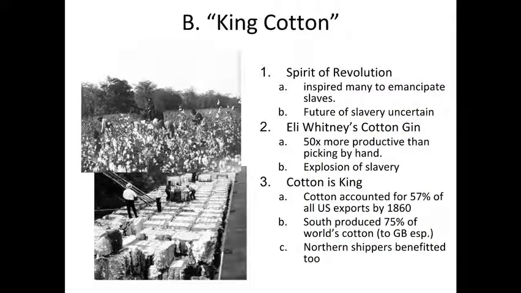All right, so with King Cotton, there was kind of this spirit of revolution. It inspired many to emancipate slaves, and the future of slavery was really uncertain in the South. People were picking cotton by hand, which was very grueling, backbreaking work, with long hours in the field. But the future of slavery was uncertain until Eli Whitney came out with the cotton gin, which made separating the fibers from the seeds extremely easy.